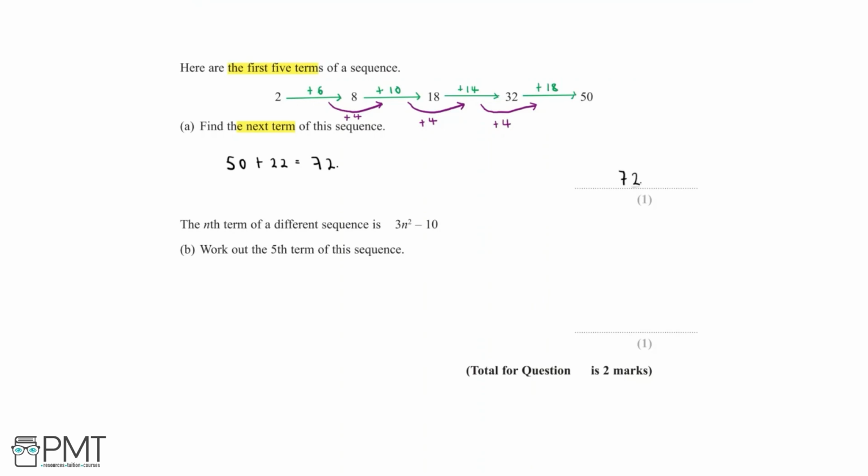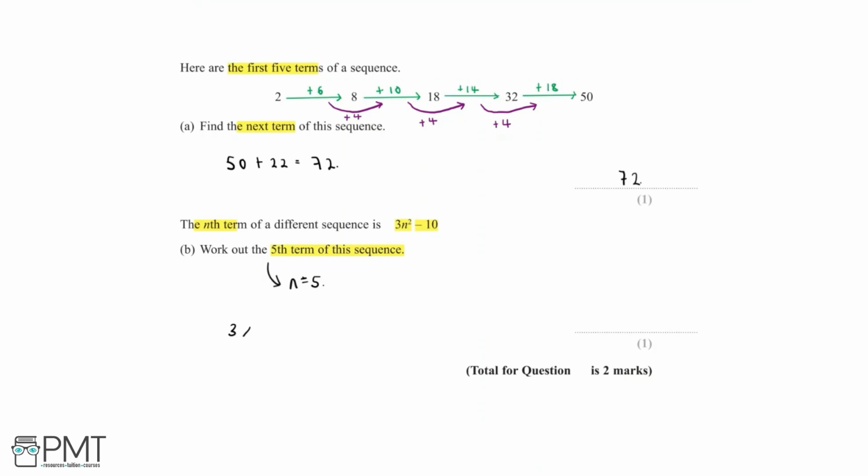Now we're told that the nth term of a different sequence is equal to 3n squared take away 10. And in part B, we need to work out the fifth term of this sequence. Now the fifth term means that n is equal to 5. And so we need to substitute this in to the nth term of the sequence.